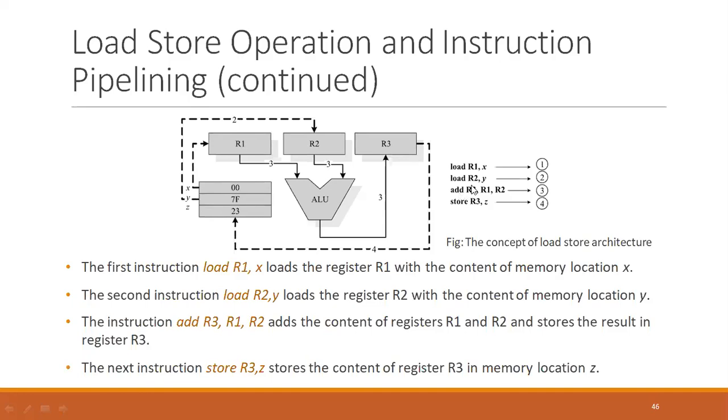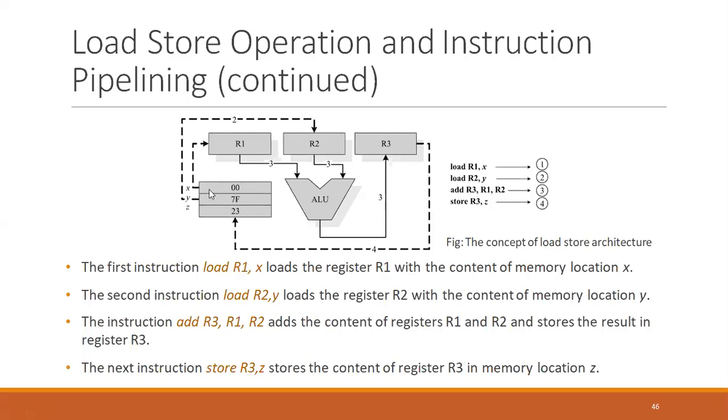That is R3 we have. From register R3, you are moving it to a memory location called Z. This is how you can achieve the load and store instruction as well as the instruction pipelining.